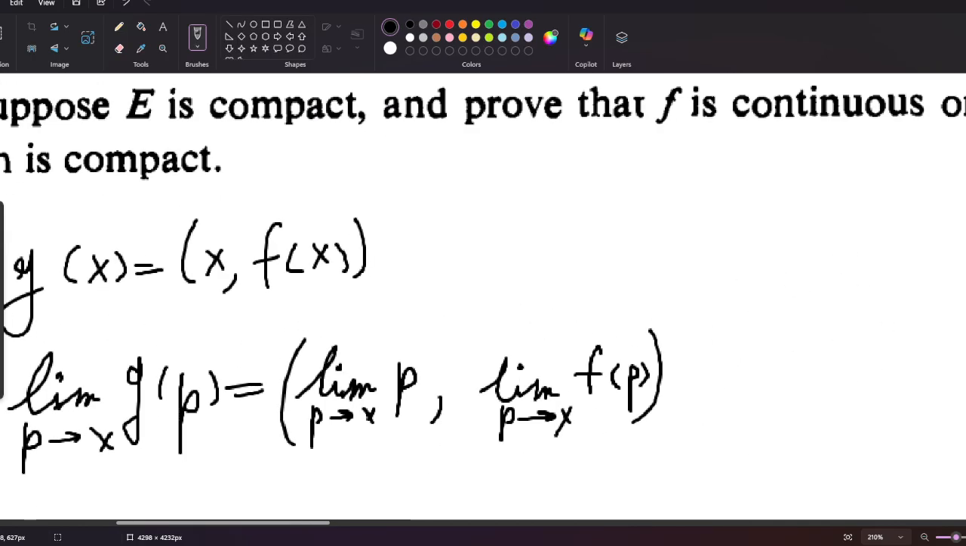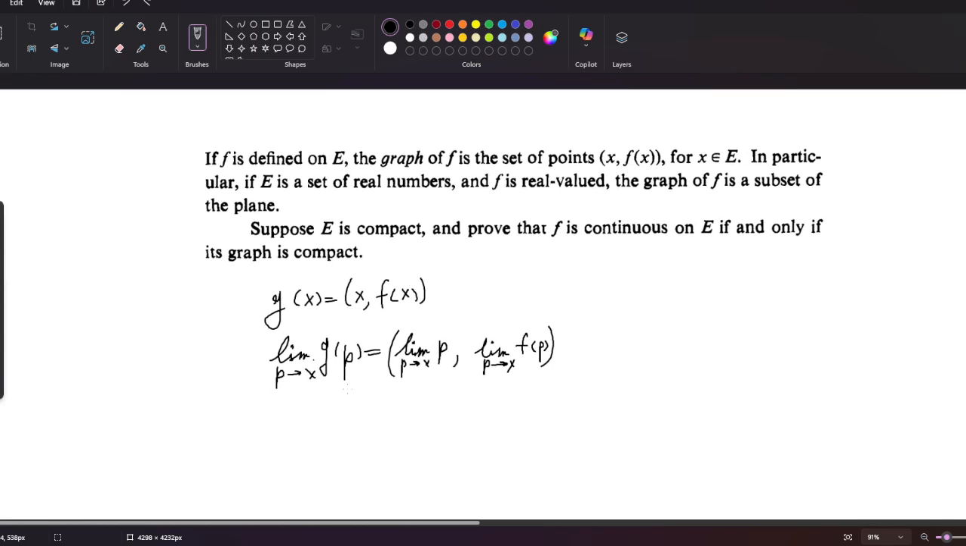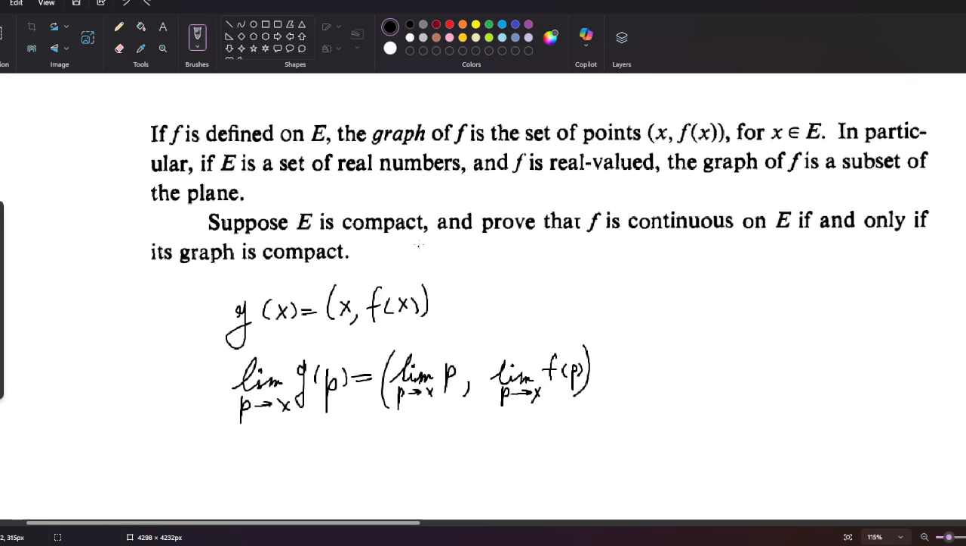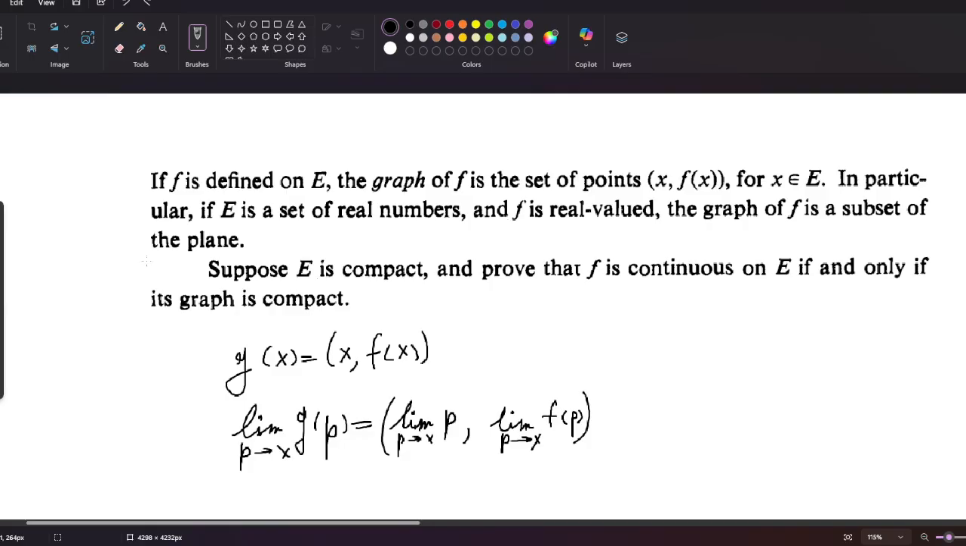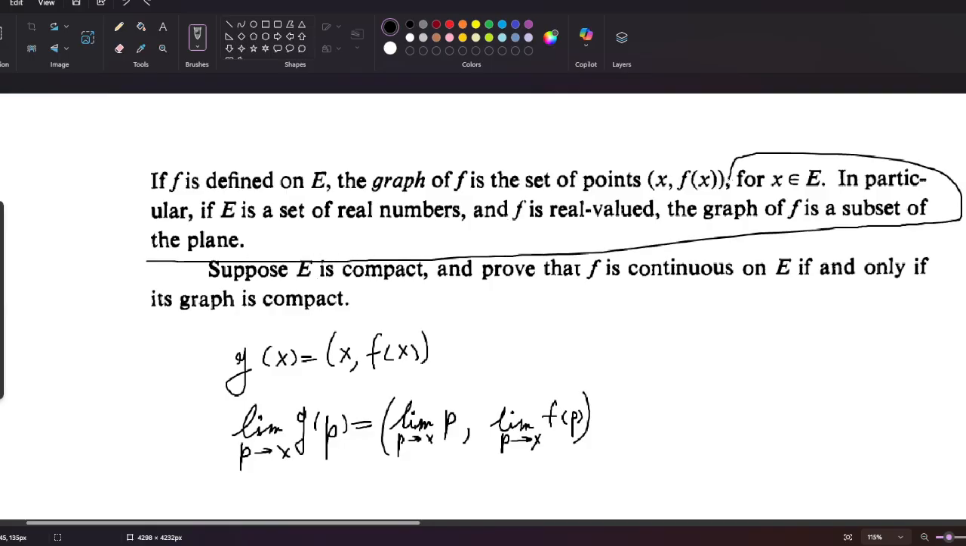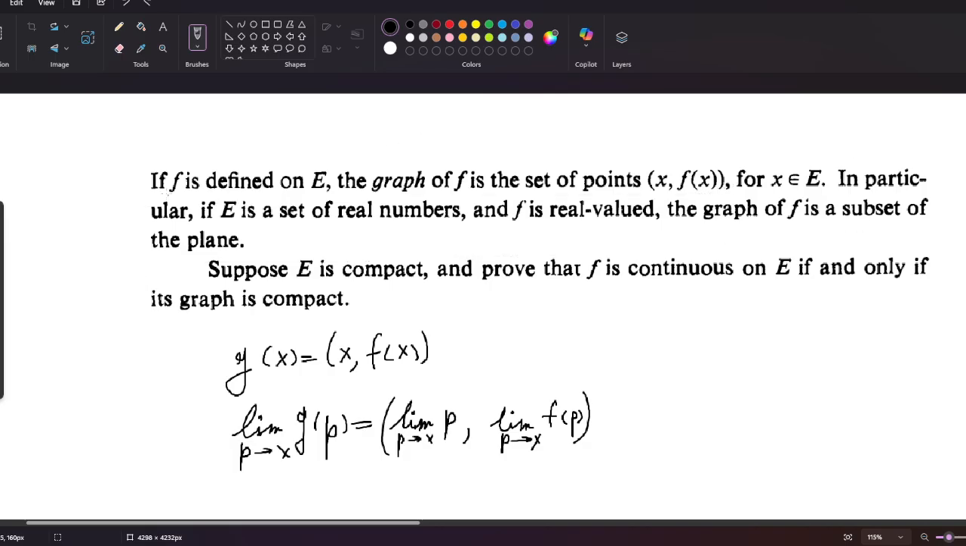This is necessary because we're not given a norm and we're not working with real numbers. We only said that if we were to take the real numbers, then we would be working with a plane, but it's not necessarily real numbers. So we have this concept of graph here, which is just points of the form (x, f of x).